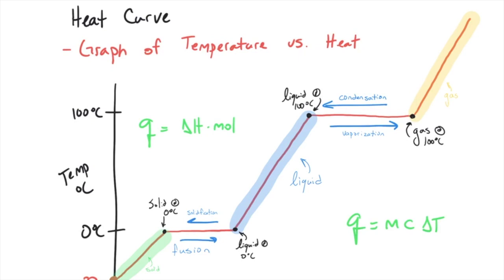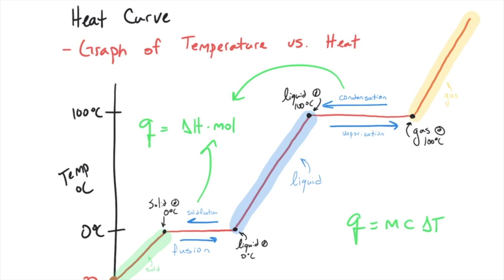Examples are what I'm going to show you on the next slide. But let's talk about the parts of the graph that use these two different equations to solve for Q. Anytime you're dealing with a horizontal part of the graph at the solidification/fusion temperature or the vaporization/condensation temperature, you're going to use delta H times moles to calculate or quantify the energy lost or gained along the flat, horizontal portion of the graph.